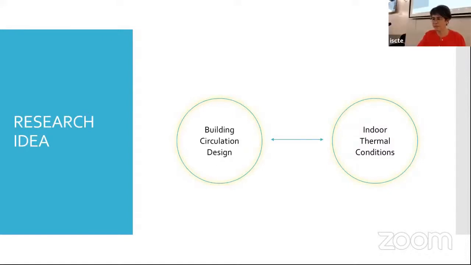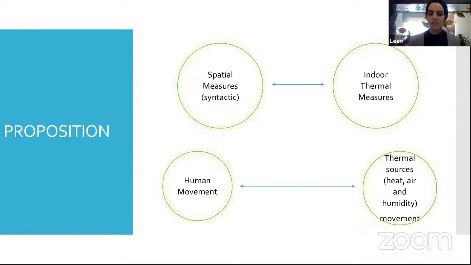Yes, okay. So it's actually only a theoretical review. It's only in the early stages of the work. It's a theoretical review that performs a cross-thinking between the two different fields of building circulation and indoor thermal conditions. It proposes that there is a relationship between syntactic spatial measures and indoor thermal measures. So it says that thermal sources of heat, air, and humidity do move and accumulate inside buildings just like human beings do.